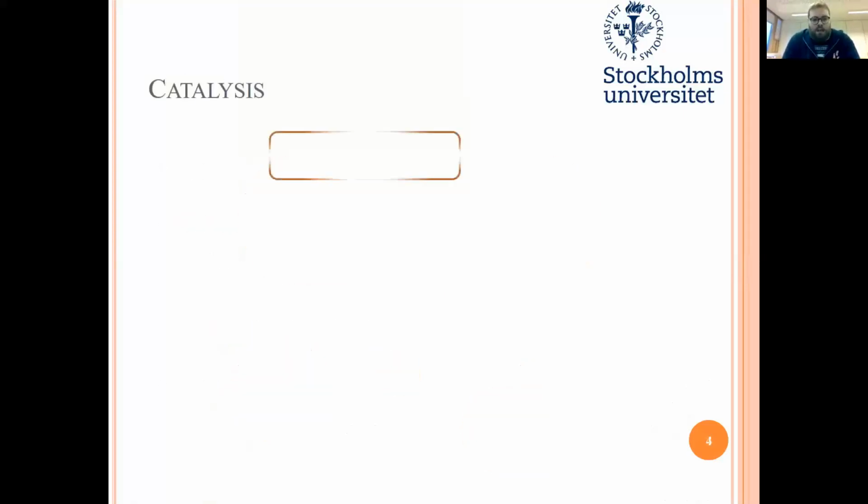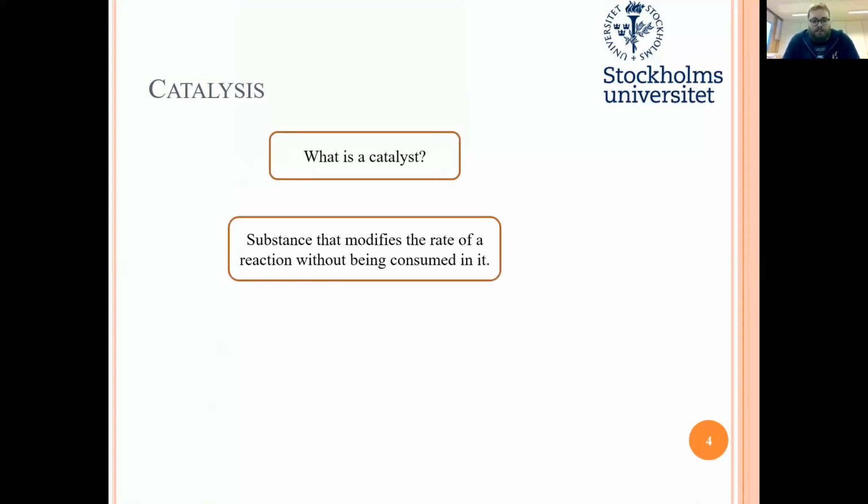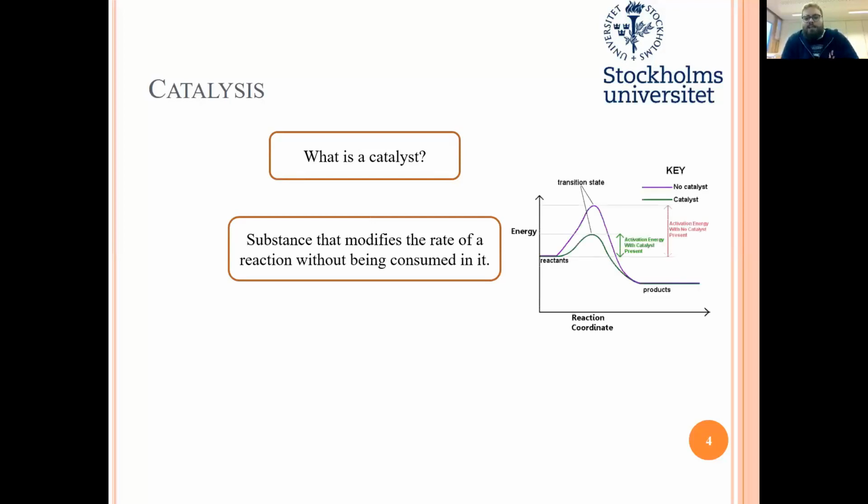So as an introduction, we first have to ask ourselves, what is a catalyst? A catalyst is a substance that modifies the rate at which a reaction takes place without itself being consumed in the reaction. The way a catalyst does this is, as we can see here in this image, a reaction coordinate versus energy plot. We see the reactants at one level and the products at another level. Without a catalyst, the reaction would go through this purple pathway, which has a high activation energy.